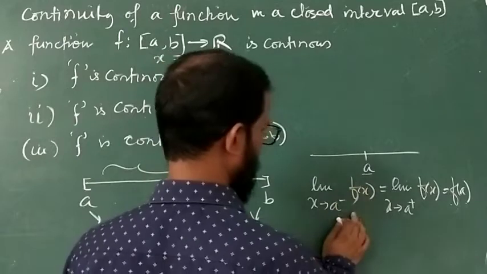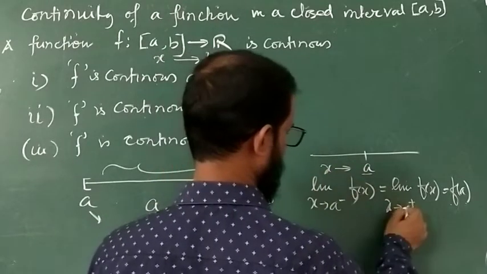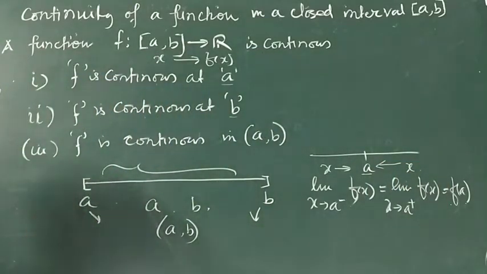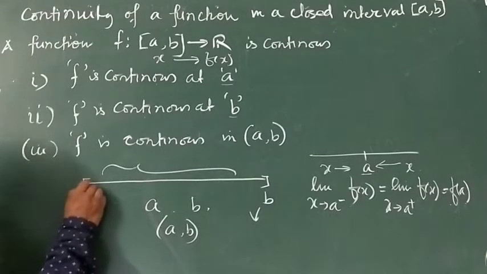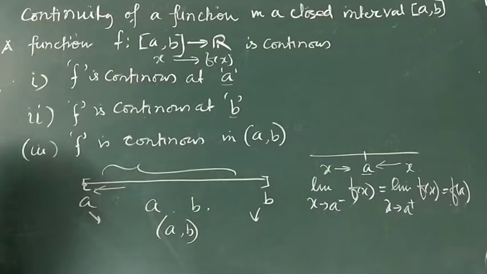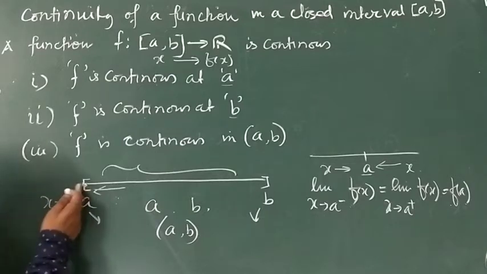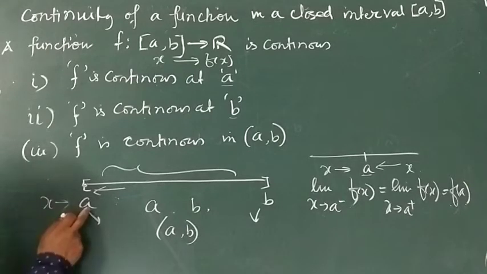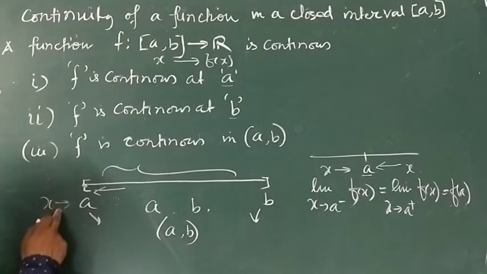You get the left hand limit when x approaches a from the left, and the right hand limit when x approaches a from the right. But here the interesting thing is that since a is the end point, x can approach from the right, so you get a right hand limit. But there is nothing to the left of a, because it is the end point. There is no number to the left of a, so there is no possibility of x tending to a from the left, and therefore there is no left hand limit.